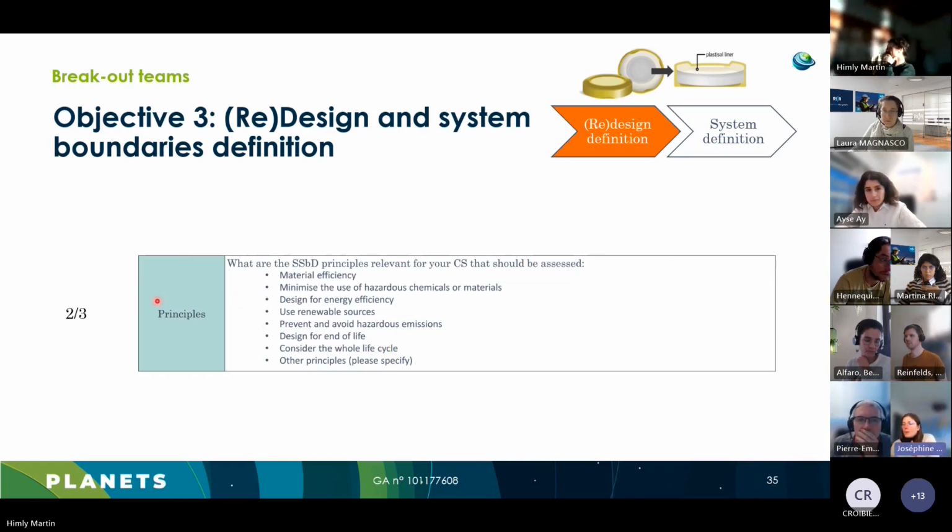So for the principles identification, Carla briefly showed in her presentation the SSbD principles published in the JRC SSbD framework. So here you have some of them: material efficiency, minimize the use of hazardous chemicals, use renewable sources, design for end of life, and so on. During the exercise, you will have the same. The question will be available on the PDF, and the idea will be to identify what the SSbD principles relevant for the case study are.